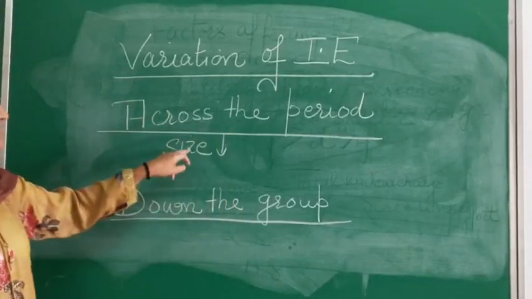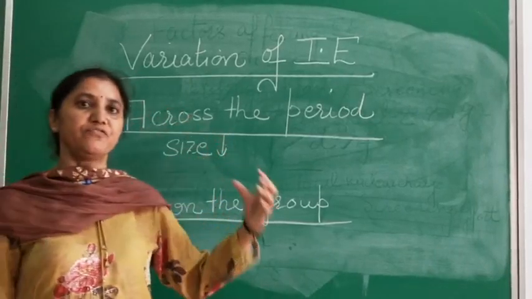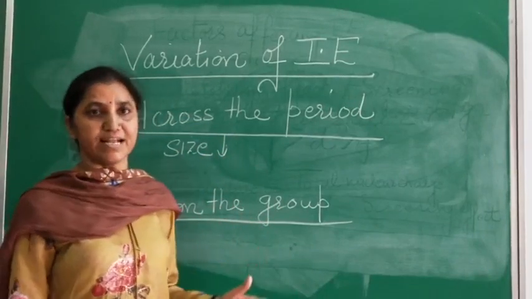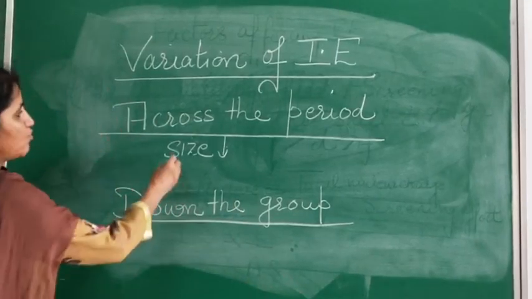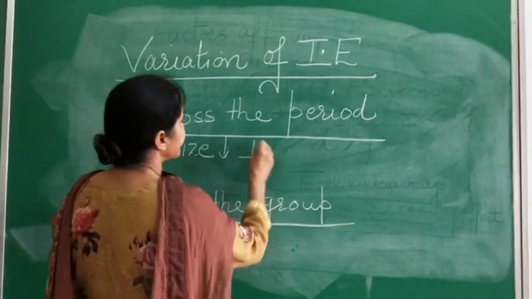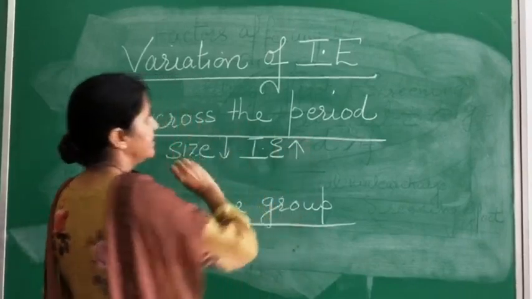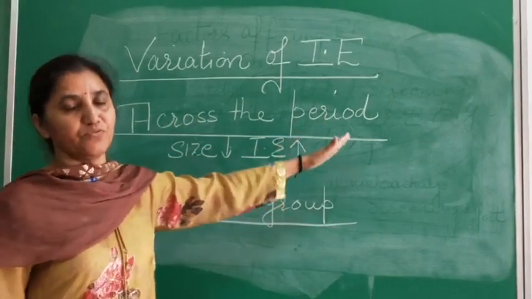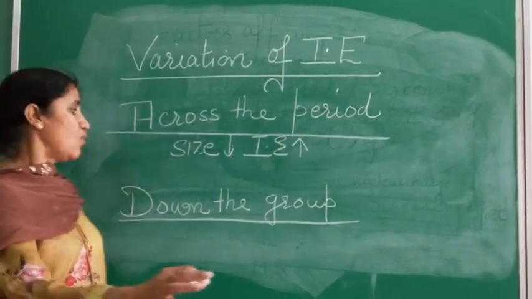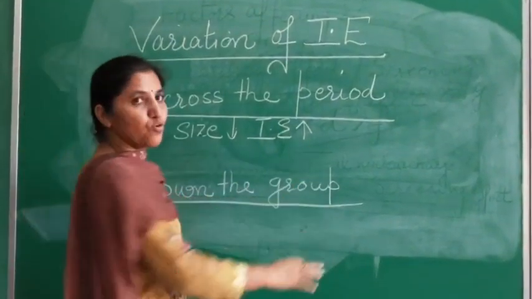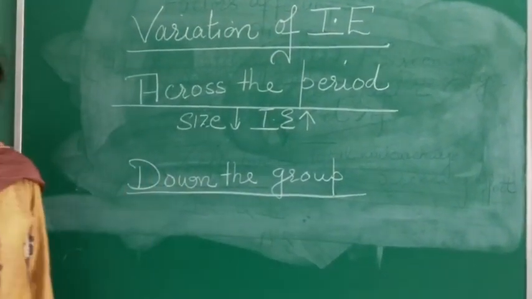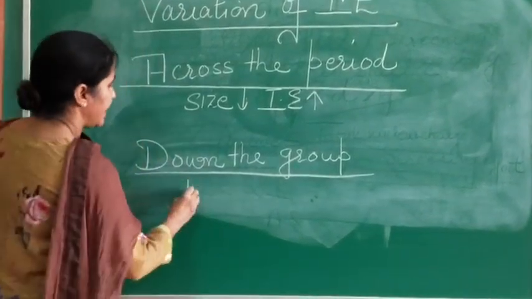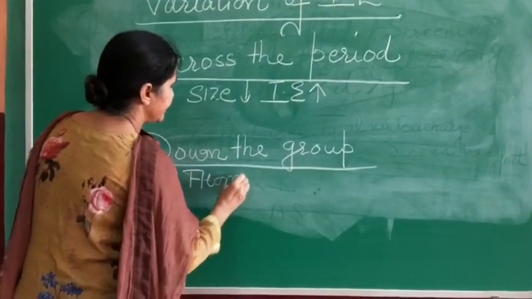Now when the size decreases, the outermost electron will feel more attraction towards the nucleus. So in order to knock out these valence electrons, more ionization energy is required. So with decrease in size, ionization energy increases. So across the period, the ionization energy increases because the size decreases. Now come to down the group. As we move down the group, the number of shells goes on increasing and effective nuclear charge per electron decreases, due to which the atomic size increases.